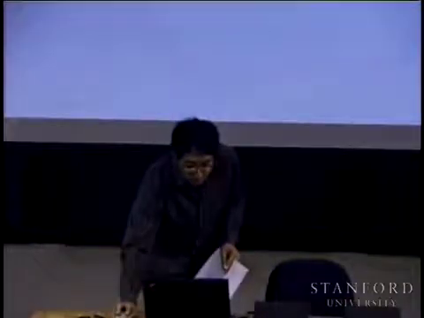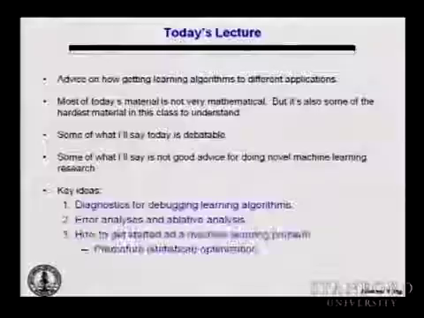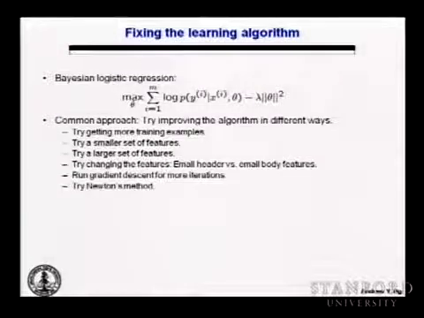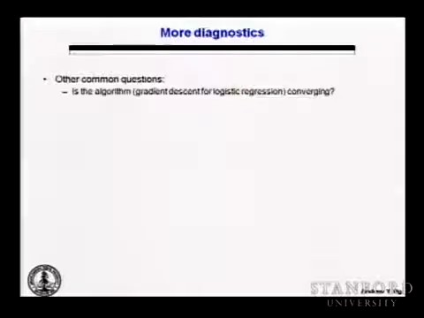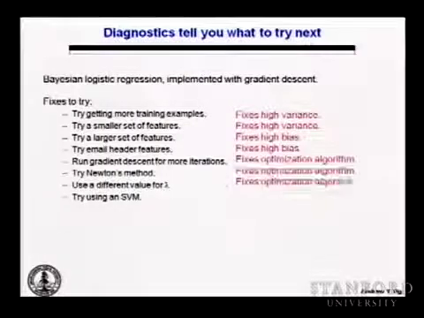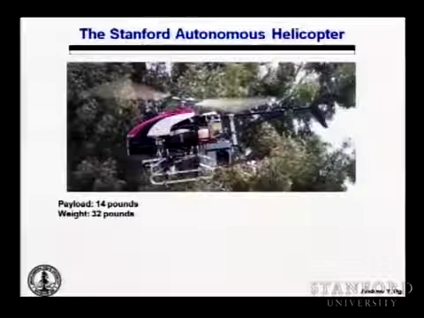Just flipping through my slides, I won't actually talk about these, but these are exactly the same slides you saw last time. Last time you saw this discussion on diagnostics for whether you might have a bias problem or a variance problem, or in other cases whether your optimization algorithm is converging or whether it's your optimization objective, and so on. And we'll talk about that again.